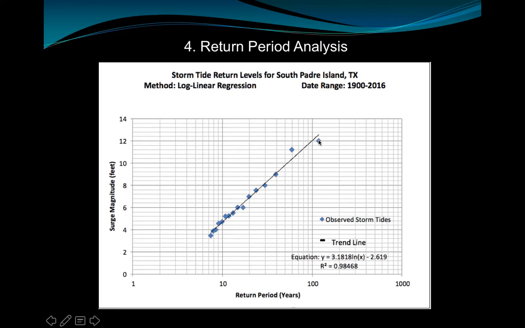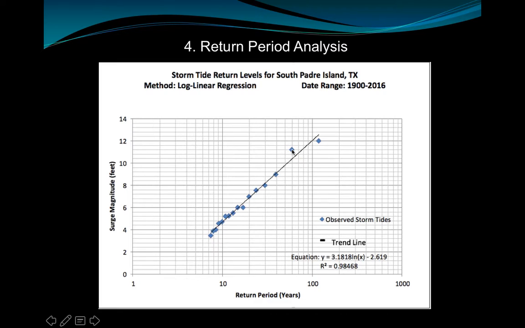The second highest event here was from the 1933 hurricane. The storm surge level was about 11.2 feet. And what we do is we take the period of record, or 117 years, divide it by 2, because this was the second highest event in 117 years. So we go to about 58 here and we plot that.